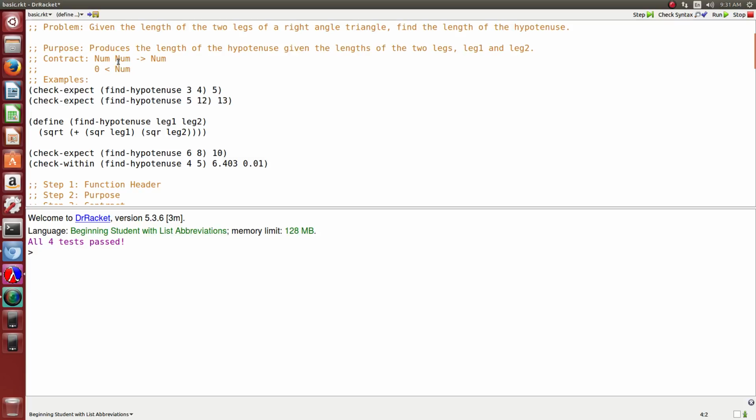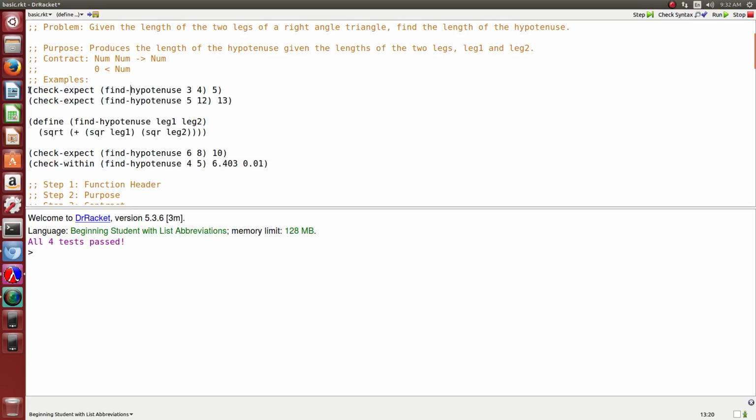It takes 2 number values, so I shouldn't be giving it a string or a symbol. That's not going to make sense for the function. And also, here are some examples. There's check-expect, another check-expect. So if I find the hypotenuse of 3 and 4, it should give me back a 5, and that's how I would use it.